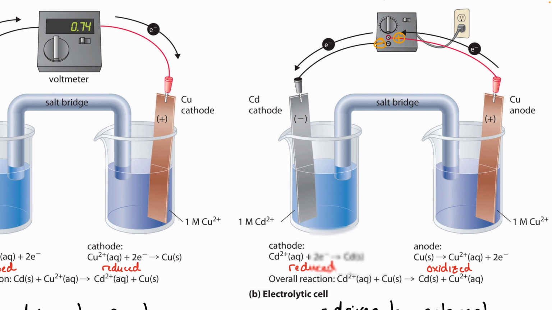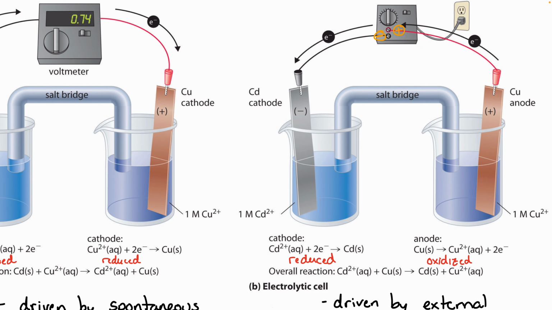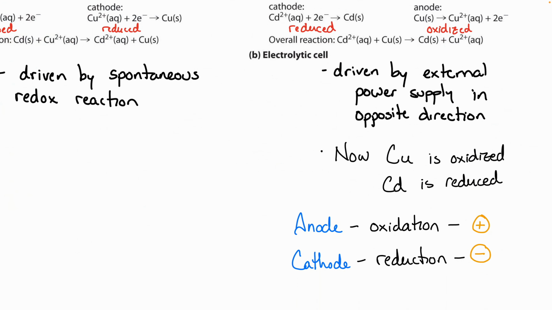The thing that never changes is that positive is where electrons are going to. Correct. And negative is where they're coming from. Correct. That is always true as well.